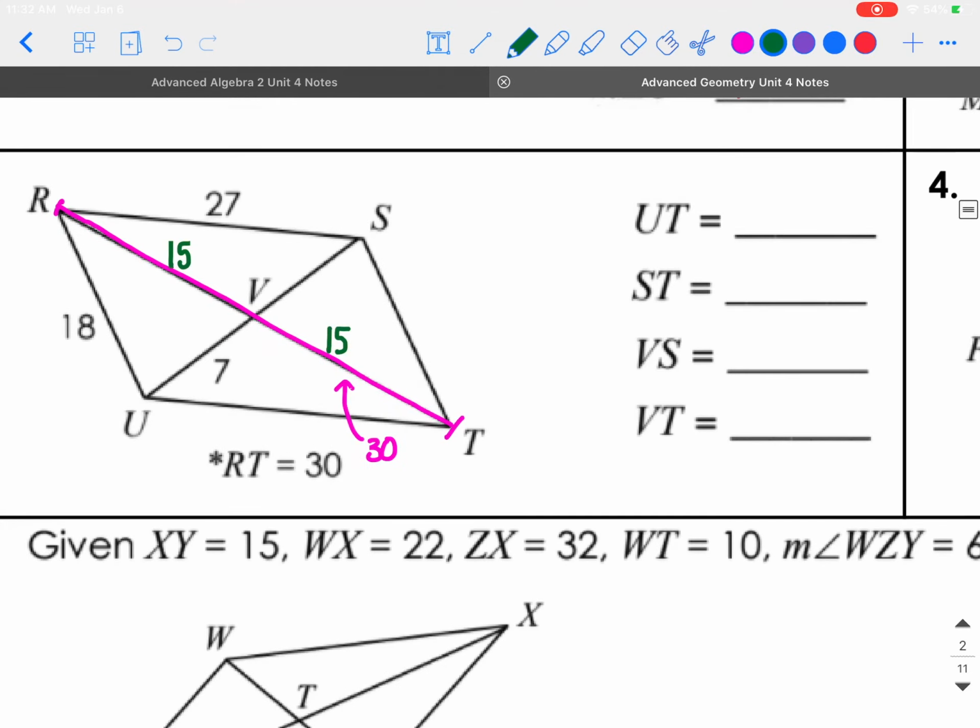All right, UT has to be 27 because it's the same as RS. ST would be 18. VS, oh, and also I missed this. Right here we have 7. UV is 7. That means VS is also 7. And VT is 15. So remember that each diagonal piece, they're equal to each other. Now, not all 4 pieces are equal, but like RV and VT, they're equal. UV and VS are equal.